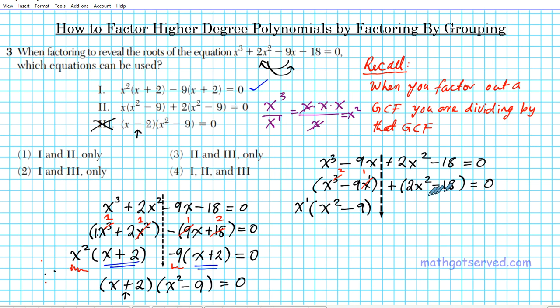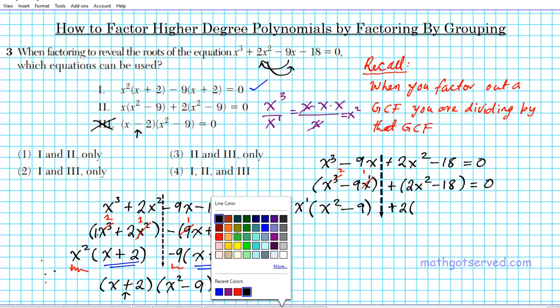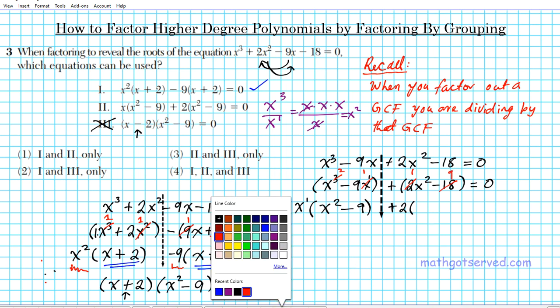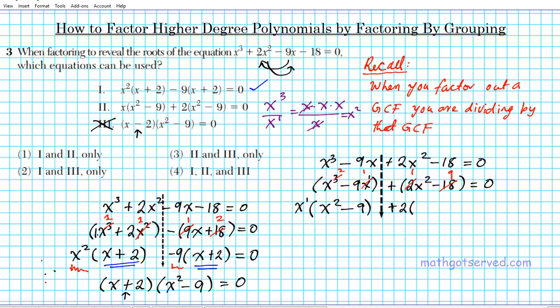Okay? Now, on the right side of the partition, 2 and 18. What is the biggest number that goes into 2 and 18? The answer is 2. So you factor out 2. And then now we're going to divide by 2. Okay? So 2 goes into 2 once, and 2 goes into 18 9 times. And we are left with a 1 times x squared minus 9 equals 0.